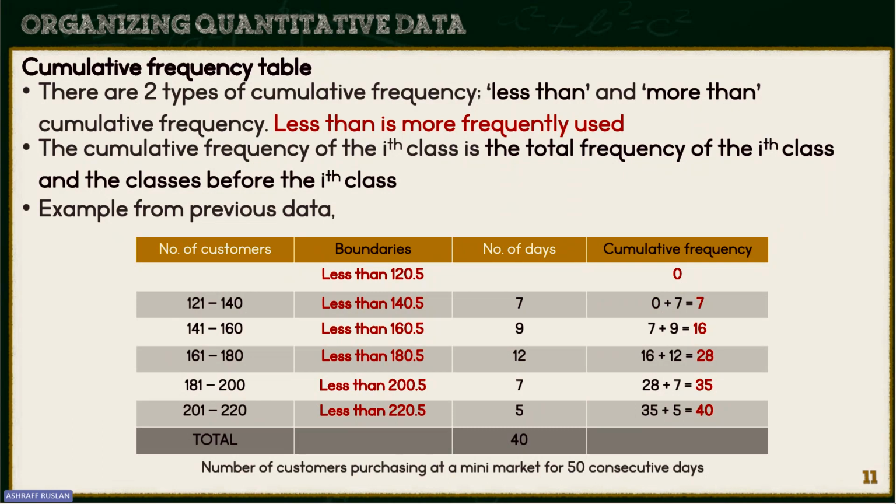Begitulah seterusnya sehingga habis frekuensi distribution yang ditambah dan menghasilkan nilai 40. Cumulative frequency should be similar to the total frequency. Itu cara nak check kalau kita tambah betul ataupun tidak. Alright.